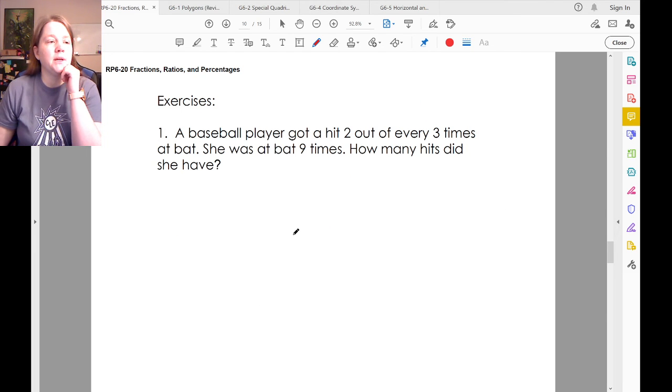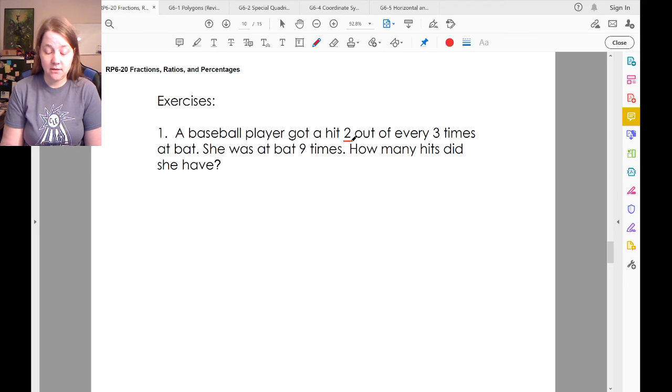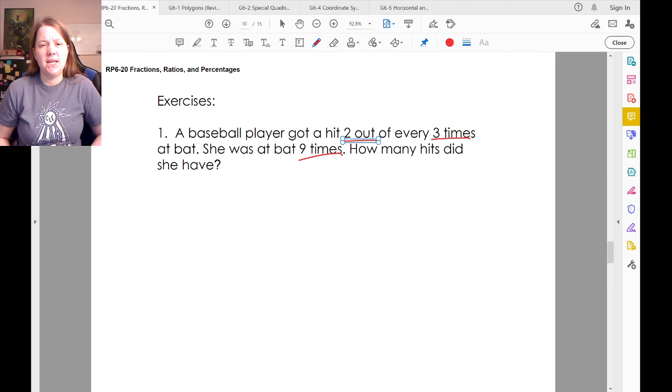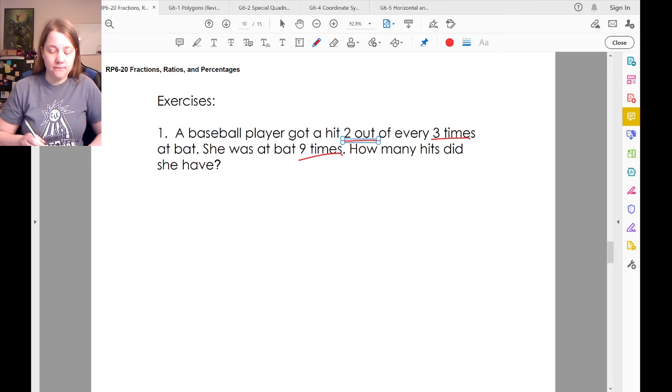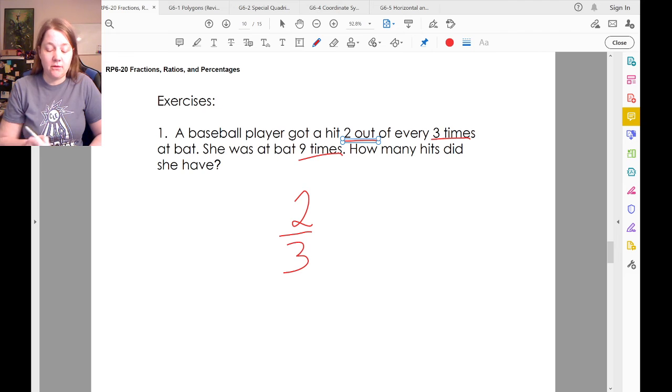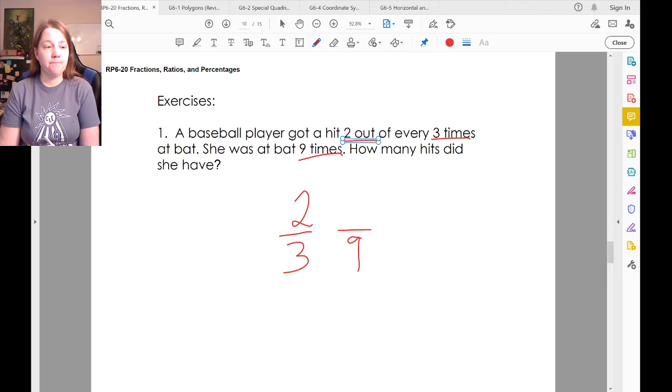So we have a baseball player who got a hit 2 out of every 3 times at bat. She was at bat 9 times. How many hits did she have? Well, we know that she was successful 2 out of every 3 times. She was actually at bat 9 times. 3 times 3 is 9. 2 times 3 is 6, which means how many hits did she have? She had 6 hits.